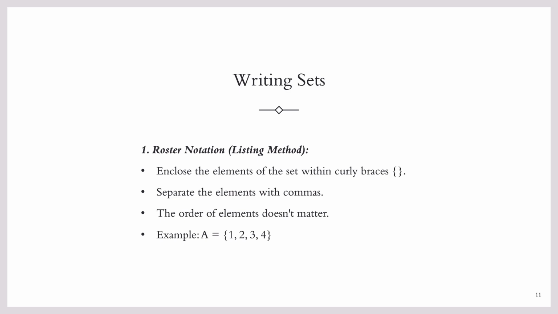For example, if we were to define a set A such that A is a set of the first four natural numbers, then it would go 1, 2, 3, and 4, written inside curly brackets, each element separated by a comma.